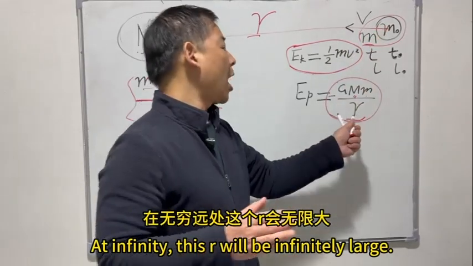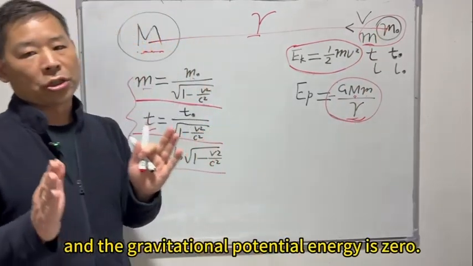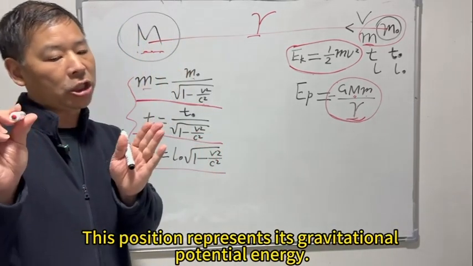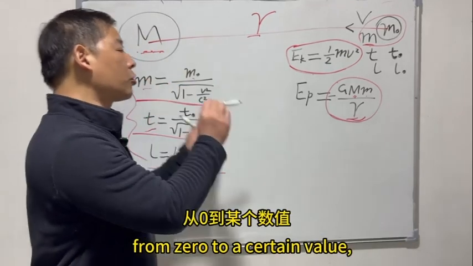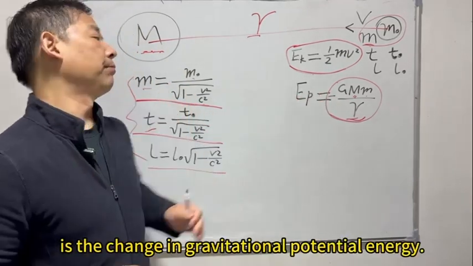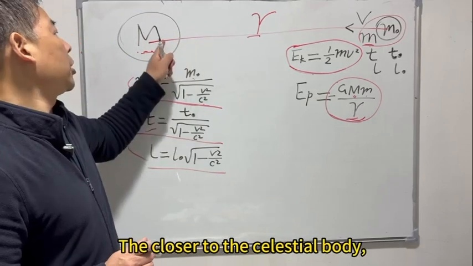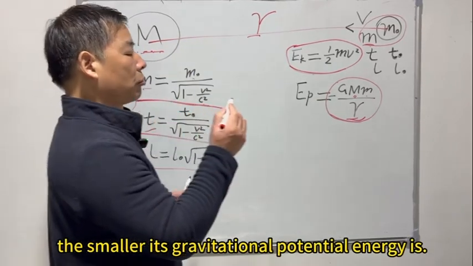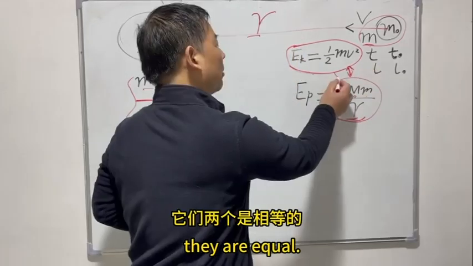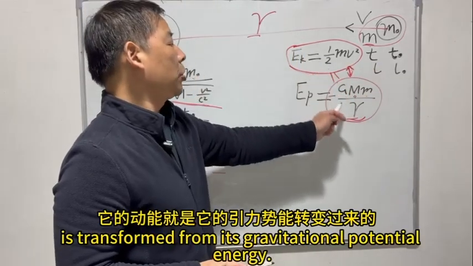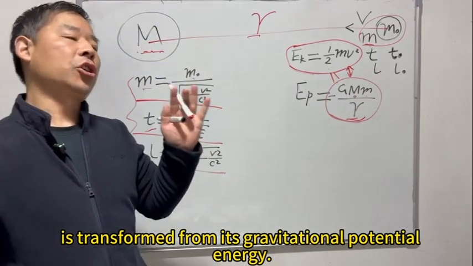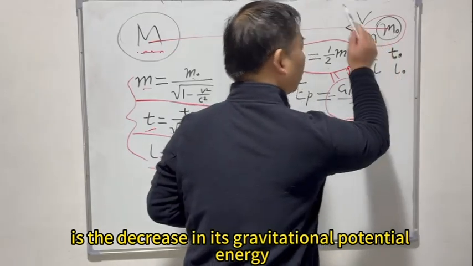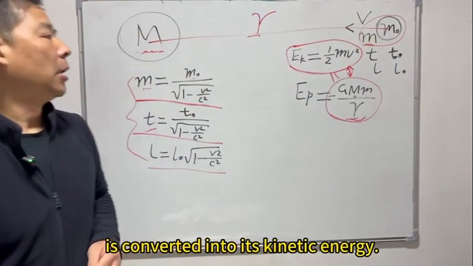At infinity, r will be infinitely large and the gravitational potential energy is 0. So this position represents its gravitational potential energy, and the change goes from 0 to a certain value. The closer to the celestial body, the smaller its gravitational potential energy is. In fact, the two values are equal: its kinetic energy is transformed from its gravitational potential energy. The decrease in its gravitational potential energy is converted into its kinetic energy.